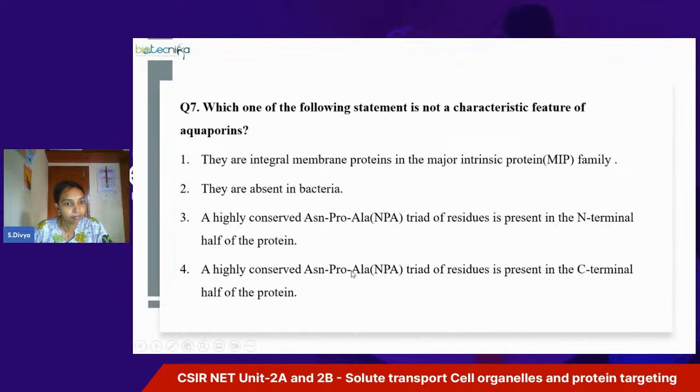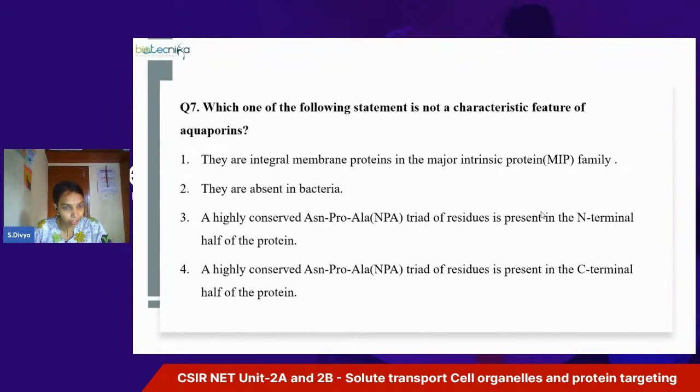Think once again. I know there could be a confusion that NPA is given two times, so one of them can be a correct answer. That tendency will definitely come. But if you remember the structure of aquaporins, things will be clearer. Do we have an NPA sequence? If so, where exactly is it present? N-terminal, C-terminal, or both sides? What should be the answer?